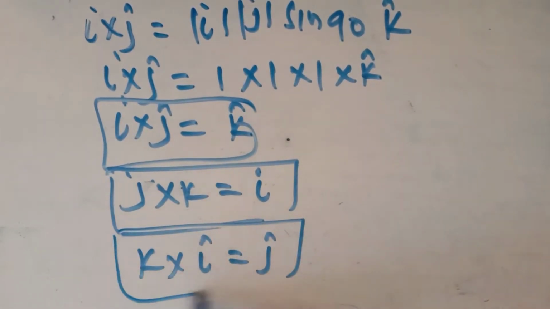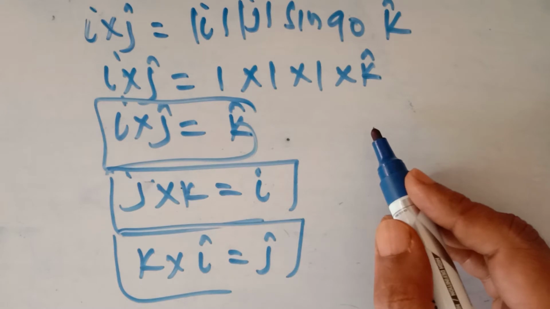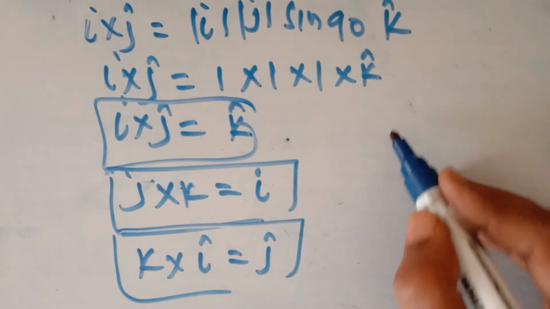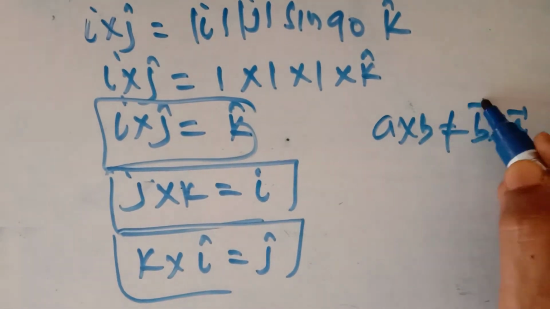They should be in order: I followed by J followed by K, and K followed by I. And the vector product of two vectors is not commutative. A cross B is not equal to B cross A.